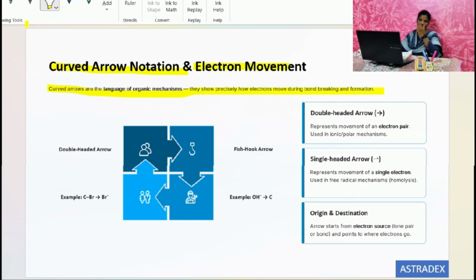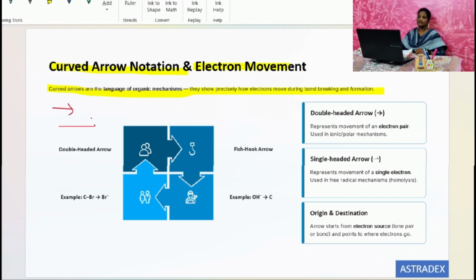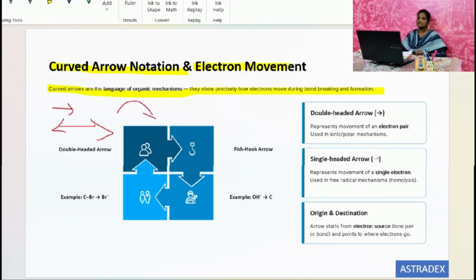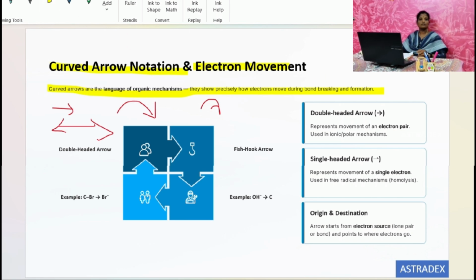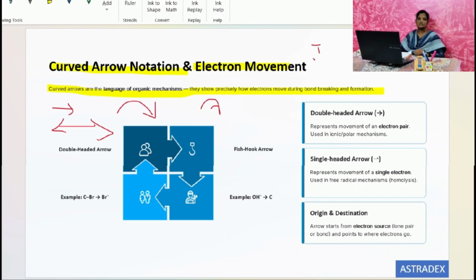We have a number of arrows and a number of topics to be discussed. The double-headed curved arrow shows the electron pair movement, and the arrow starts from the electron source and points to where the electron goes. Next we will discuss electron displacement in covalent bonds, which has four subtopics: inductive effect, resonance effect, hyperconjugation, and the last one, electromeric effect. These effects will be discussed in upcoming classes. Thank you, students.